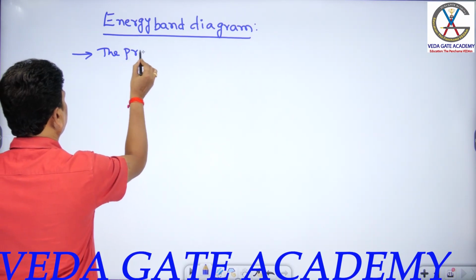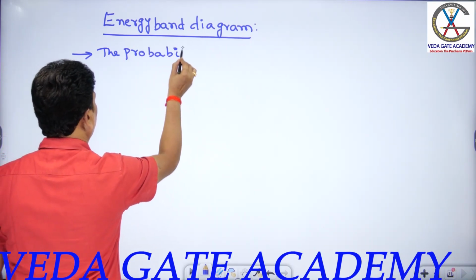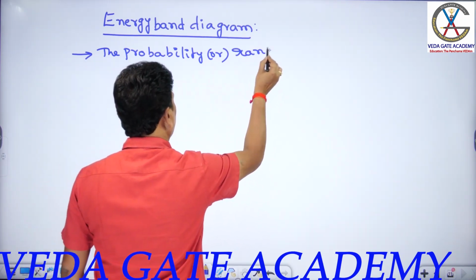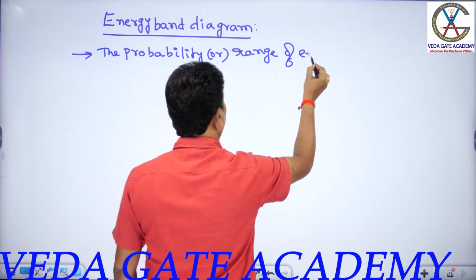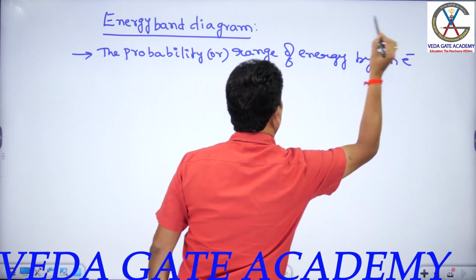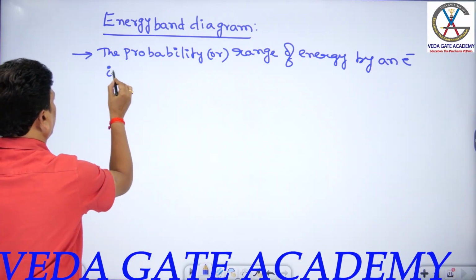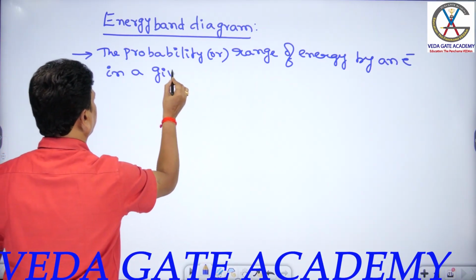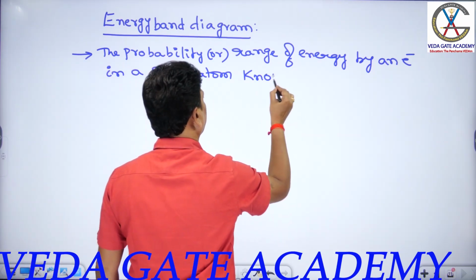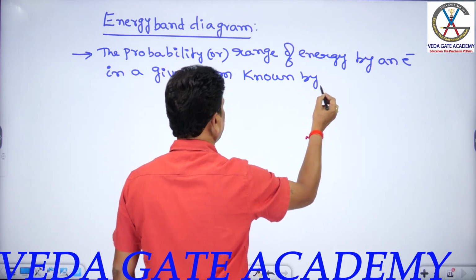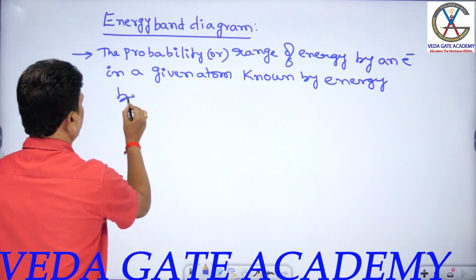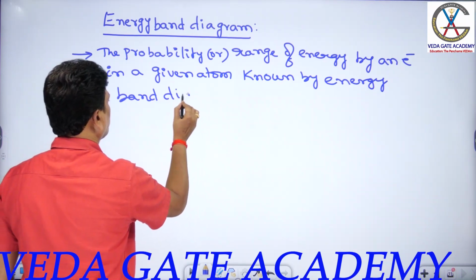The probability, or range, whatever you can call, of energy by an electron in a given atom is known by the energy band diagram. Understand this, students?